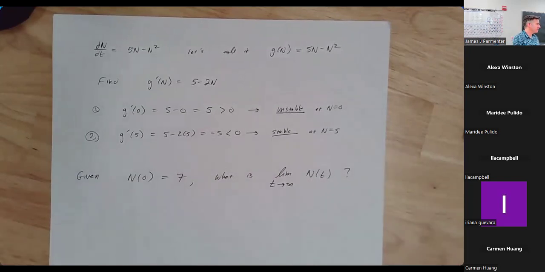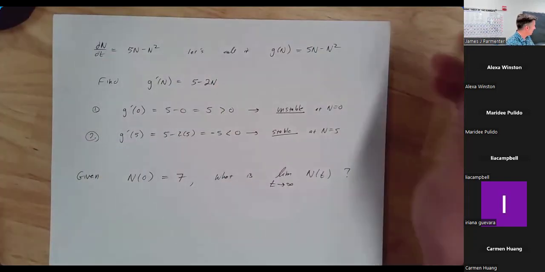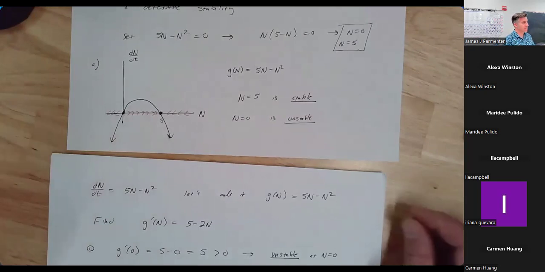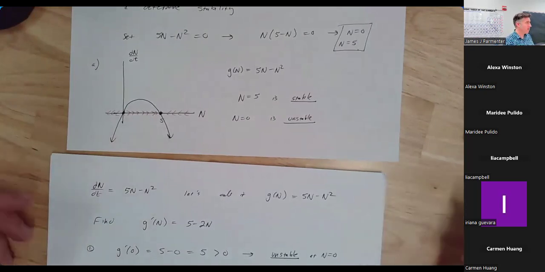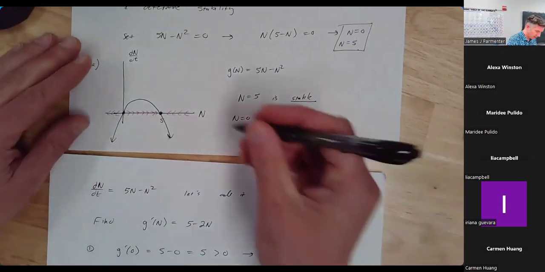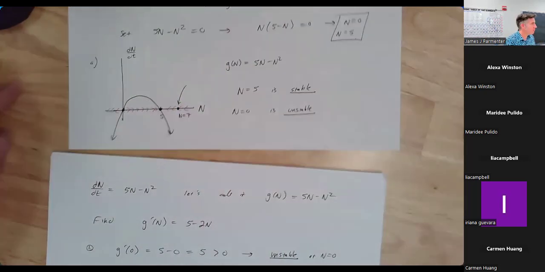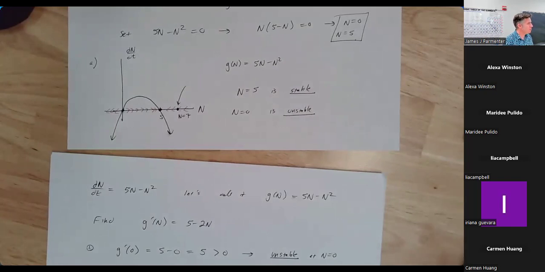We don't know what n of t is. And we're not really expected, at least on this exam, to solve differential equations. And we don't have to. But they're saying, okay, well, if you start at, I don't even have the graph, right? This is not the graph of n versus t. This is the graph of the derivative versus n. But here's the idea. I know that in the beginning, when time equals 0, the value of n is 7. So that means I'm starting right there. And if you start right there, which way do you get pushed? To the left, which is towards 5.